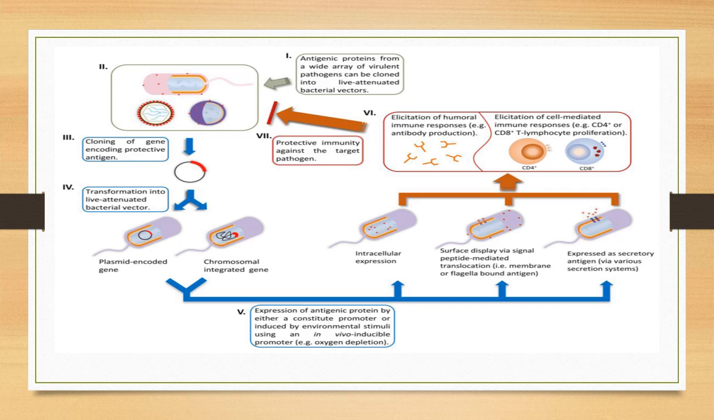The last step is elicitation of a humoral immune response. There is a humoral immune response, with the presence of antibodies. Remember that during vaccine preparation, the immunologist is able to choose either a humoral immune response or a cell-mediated immune response. When you are the immunologist, you are the one to choose whether you need a humoral or a cell-mediated immune response. The next is protective immunity against the target pathogen, so your immunity will be stronger and longer-lasting.